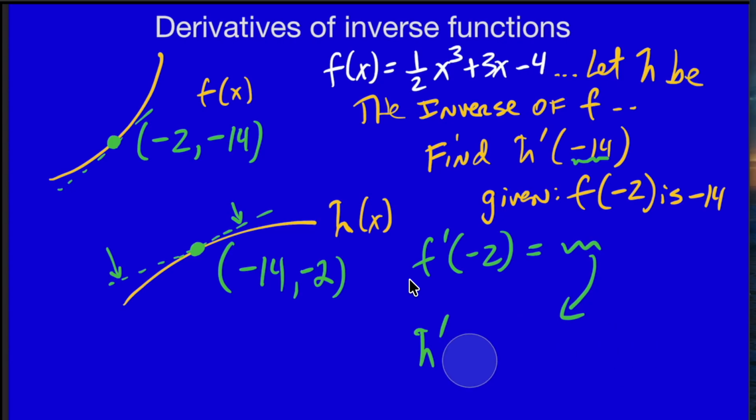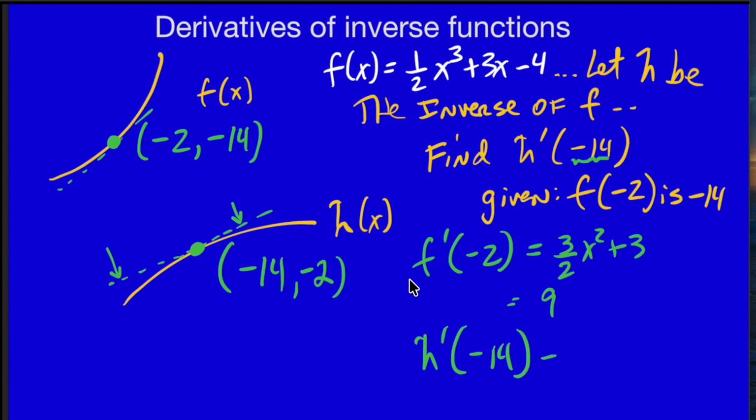Okay, so first thing is we got to find f prime and then plug in negative 2. So f prime, if we use the power rule, is going to be 3/2 x squared plus 3. And if we plug in negative 2 there, we're going to get positive 9. Therefore, h prime at negative 14 is going to be 1 over 9.